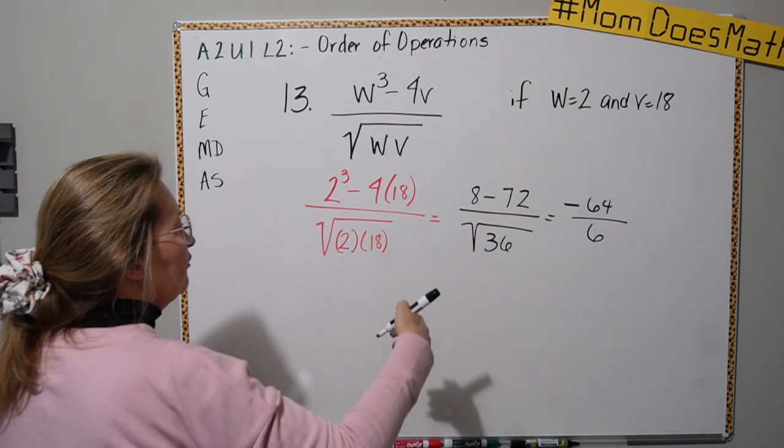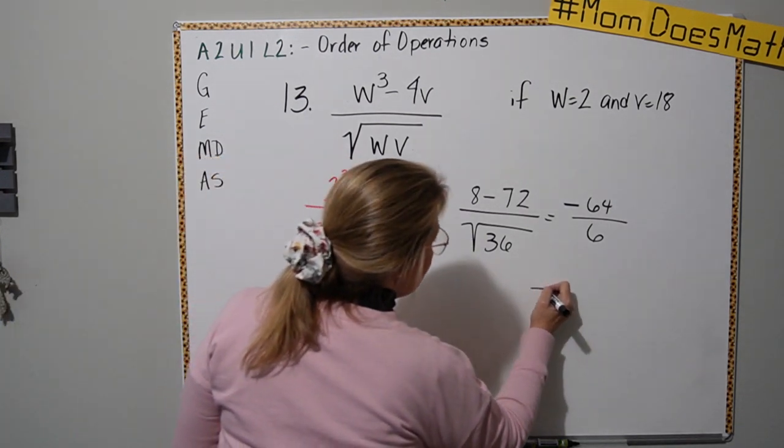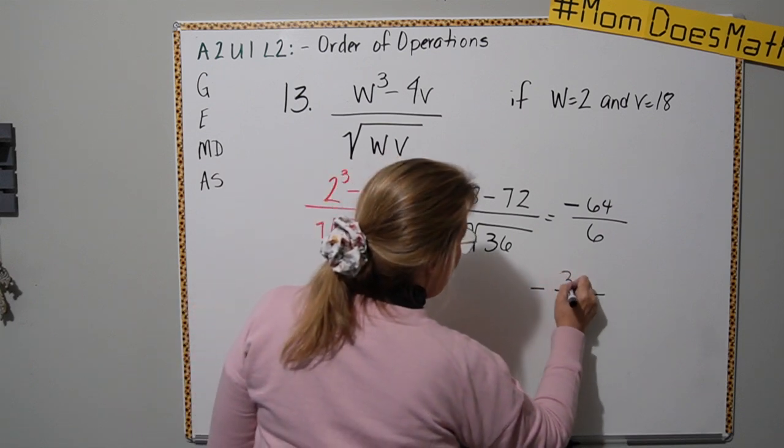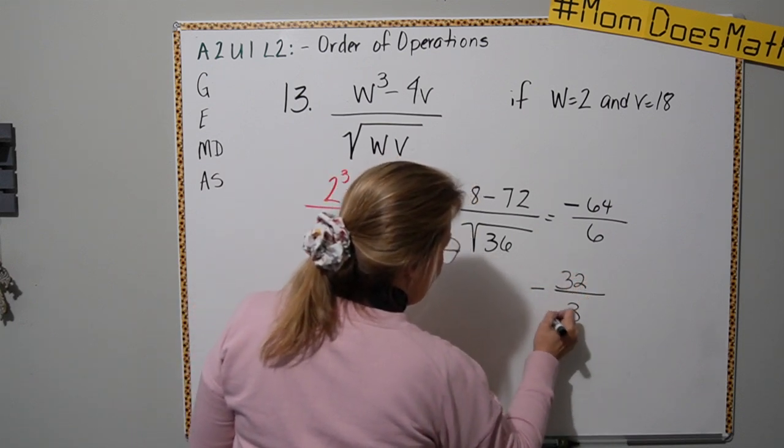So we just need to simplify the fraction. It is going to remain negative. 2 will go into both of these. So you get 32 over 3.